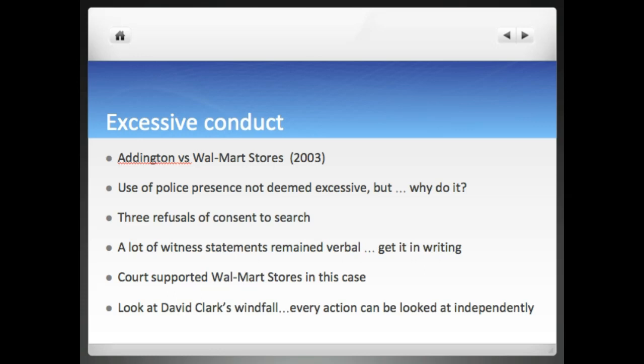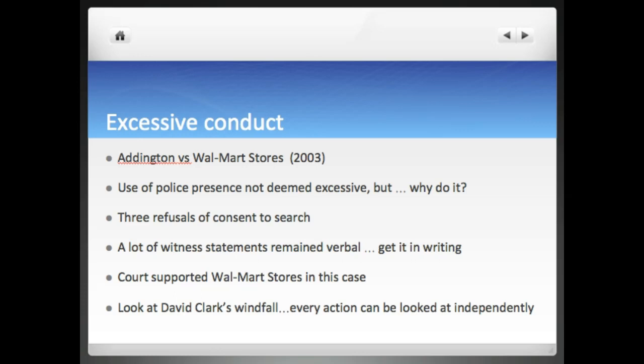But if you read that case, there were a lot of statements made by witnesses that were verbal and later refuted. So-and-so said this, but later denied they said it, which is really an admonition to any investigator to get everything in writing, get everybody to make a written statement, right?